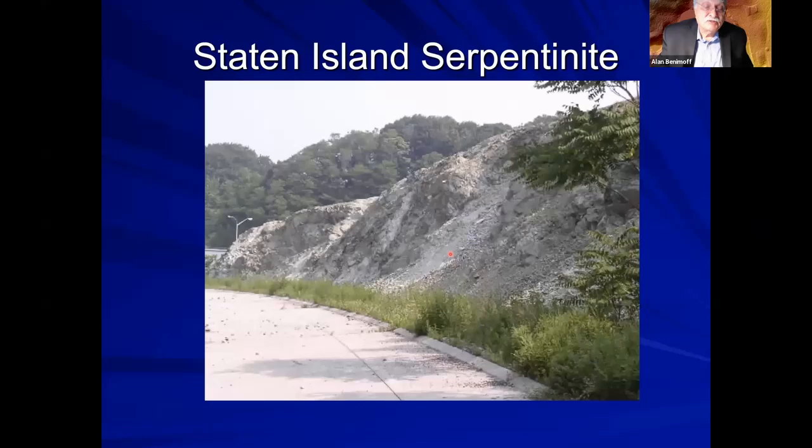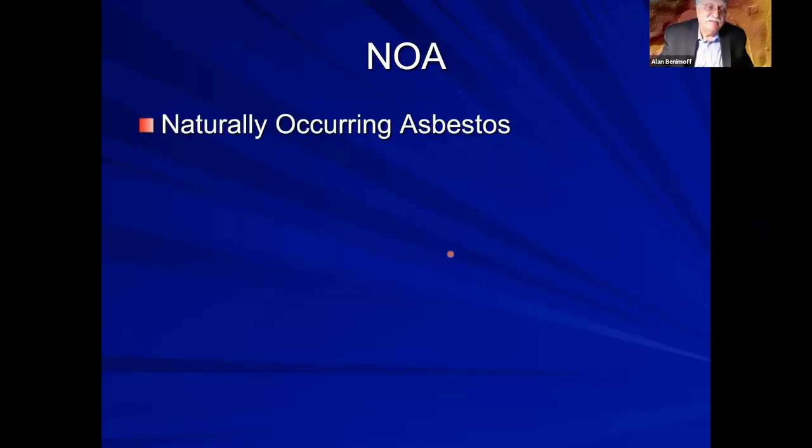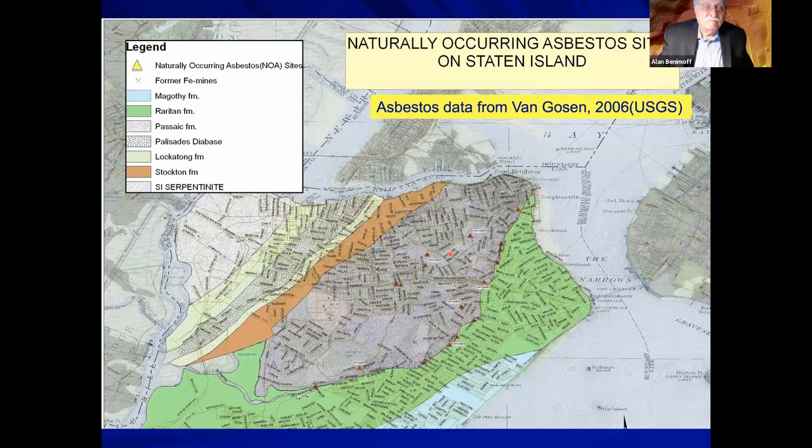Now, as far as the serpentinite goes, as I talked about before, we have what's called NOA, naturally occurring asbestos. And I got involved with this. The paper from Van Gosen from the USGS gives the locations of all of this. And here are the ones on Staten Island that they have recorded. These are chrysotile areas and so forth, as you can see in the serpentinite.